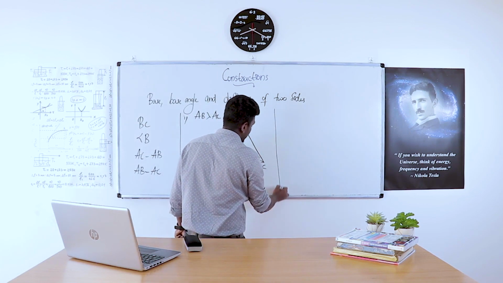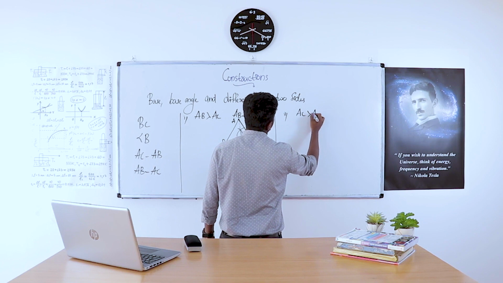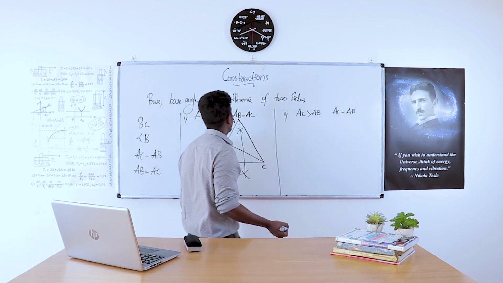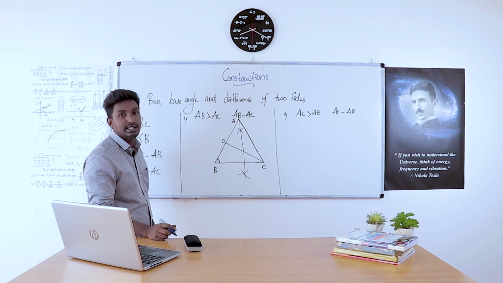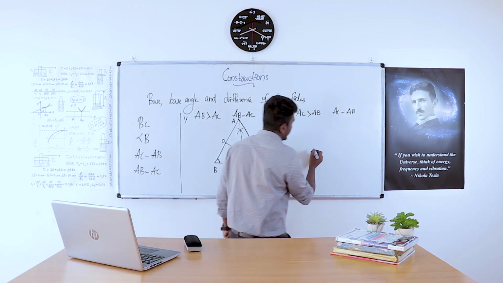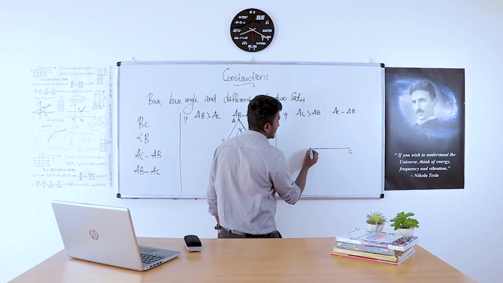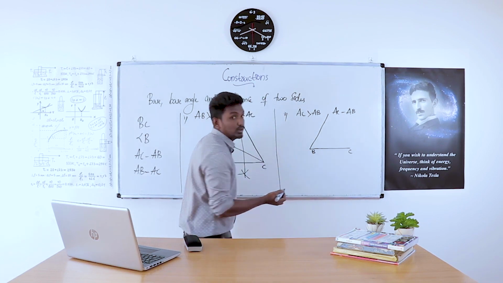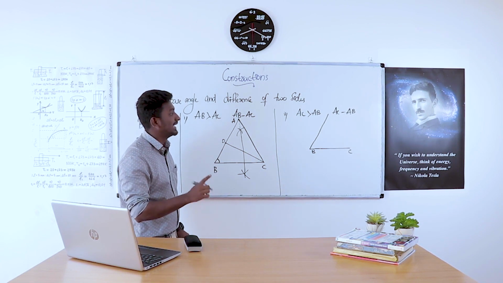Clear? And here the second method is that if AC is greater than AB, then AC minus AB is given. Now how will we draw that triangle? The first step is the same: draw the base BC. The second step is to draw the base angle. Now the third step is different from this. The third step is that we have to mark AC minus AB.